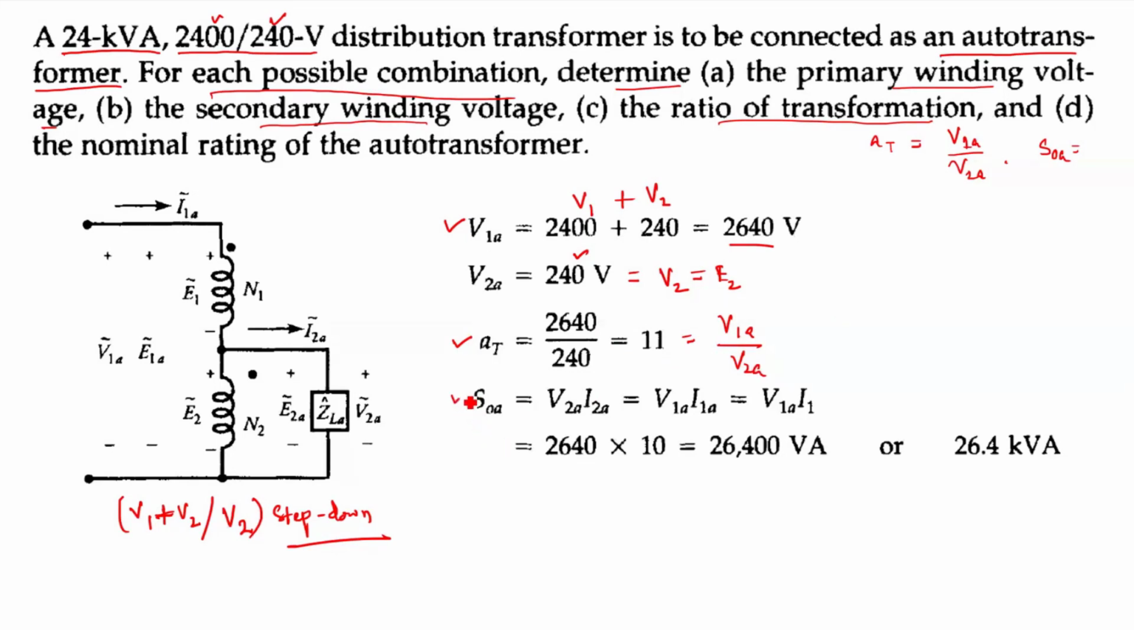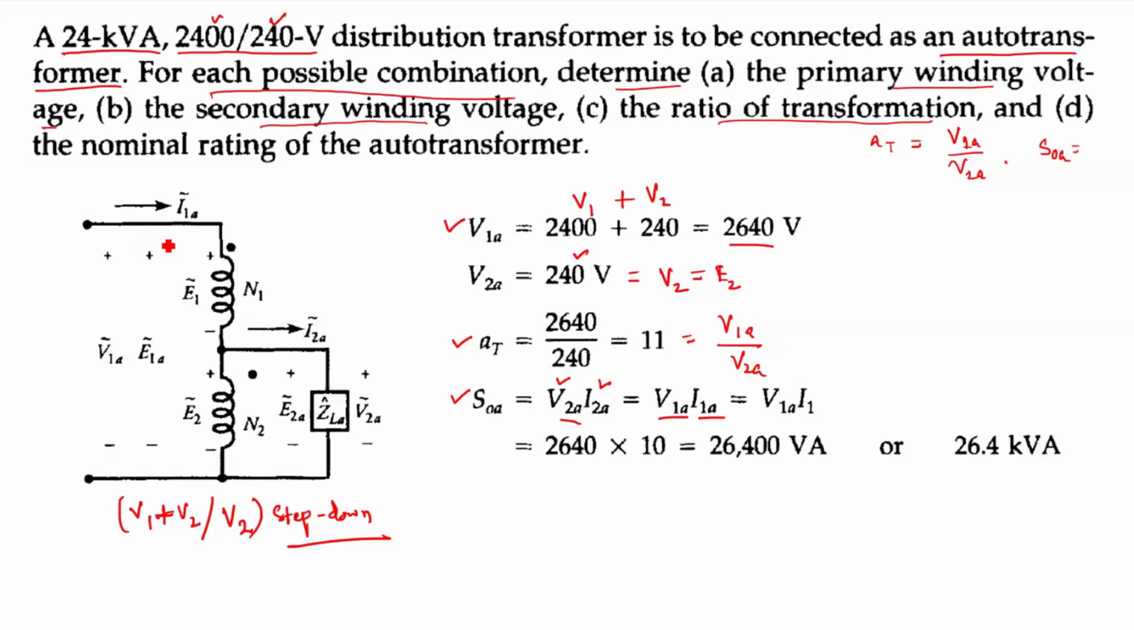Then we find the nominal rating of the autotransformer in kVA, right? So then I have to multiply the output voltage into the output rated current, right? So output rated voltage is V2A, that is 240 volt, and I2A. So that also will be equal to V1A into I1A, right? So output power equal to input power under ideal condition. So I can write V1A into I1A equal to V2A into I2A.